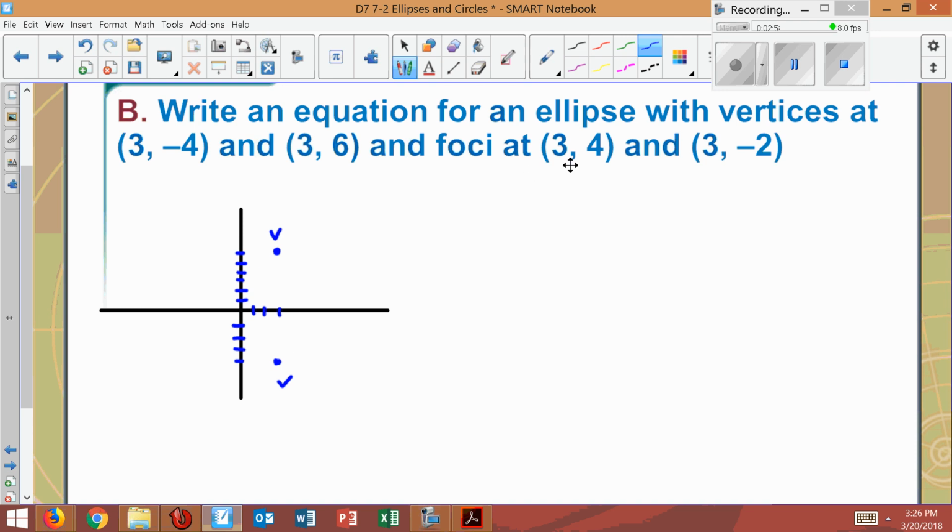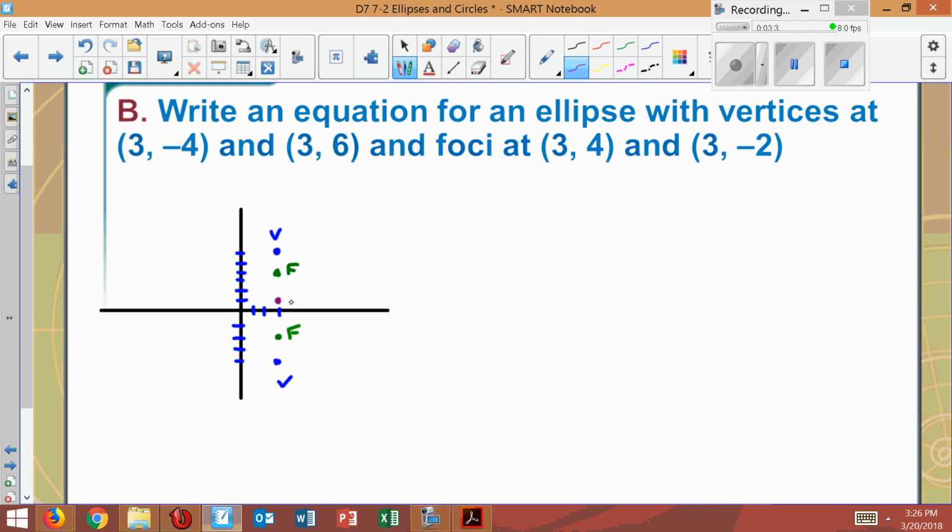And it says foci at (3, 4). So at 3, up 4, we have a focus. And the other one is at (3, -2). Here. Now again, we could find the center just because it has to be in the middle of these two. If it has a height of 6 and a depth of negative 4, that's 10 units apart. So they're 5 units away from it. The center will be 5 from each of these. So it should be right here.